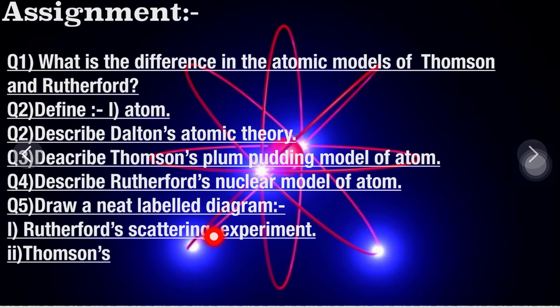Okay students, now do a small assignment based on this video. What is the difference in the atomic models of Thomson and Rutherford? Define atom. Describe Dalton's atomic theory. Describe Thomson's plum pudding model of the atom. Describe Rutherford's nuclear model of the atom. Draw a neat labeled diagram of Rutherford's scattering experiment and Thomson's plum pudding model.